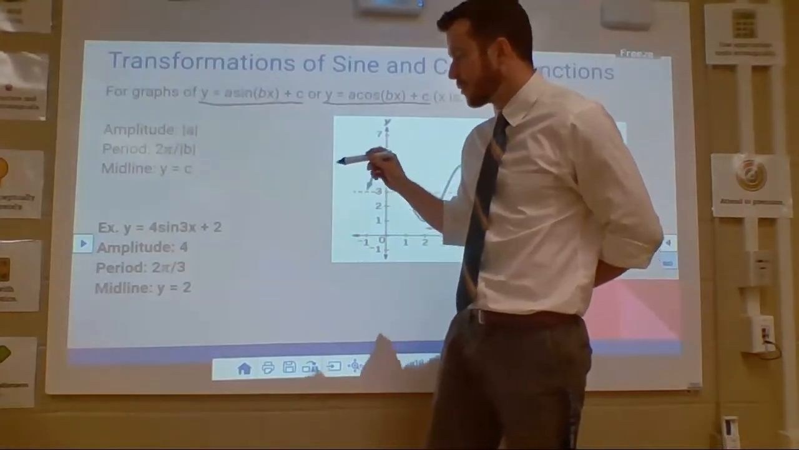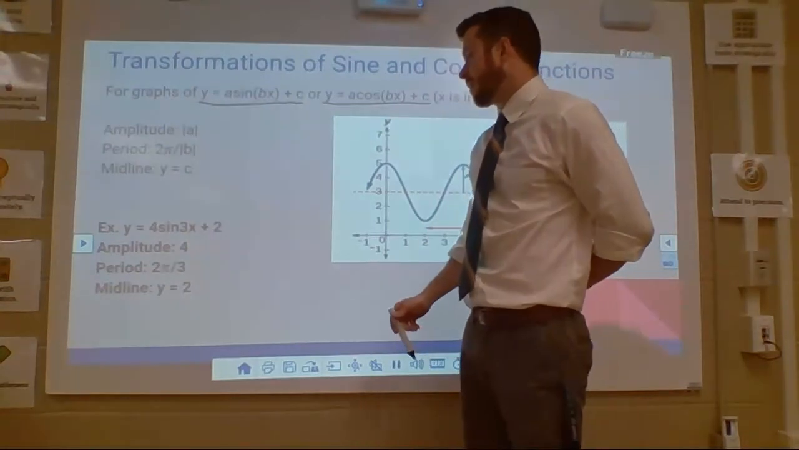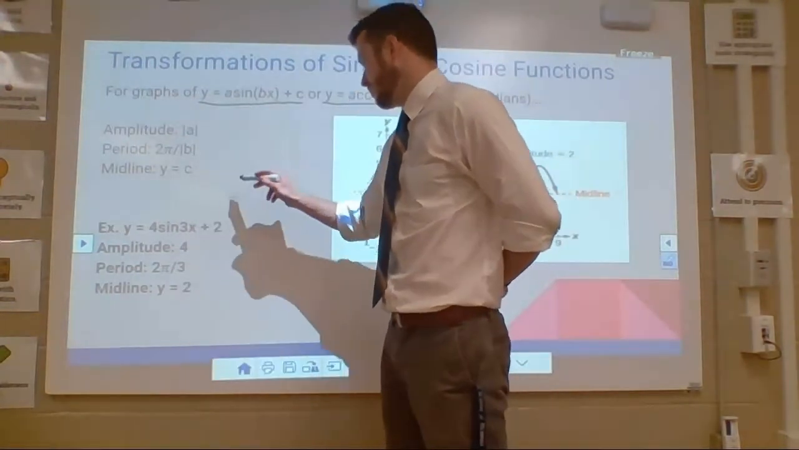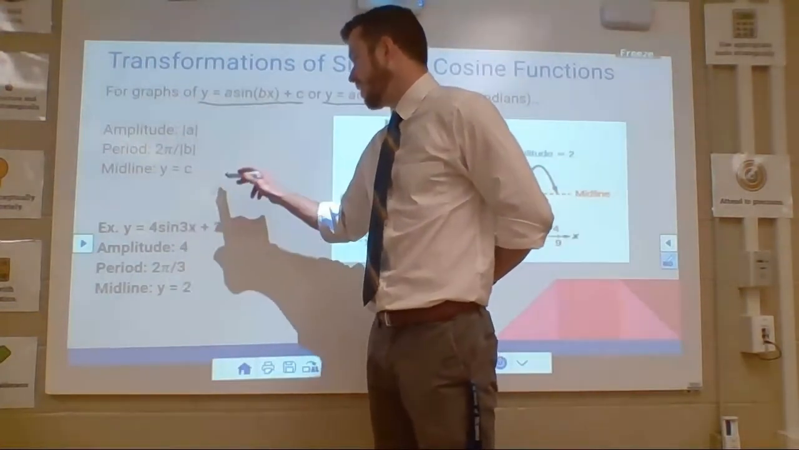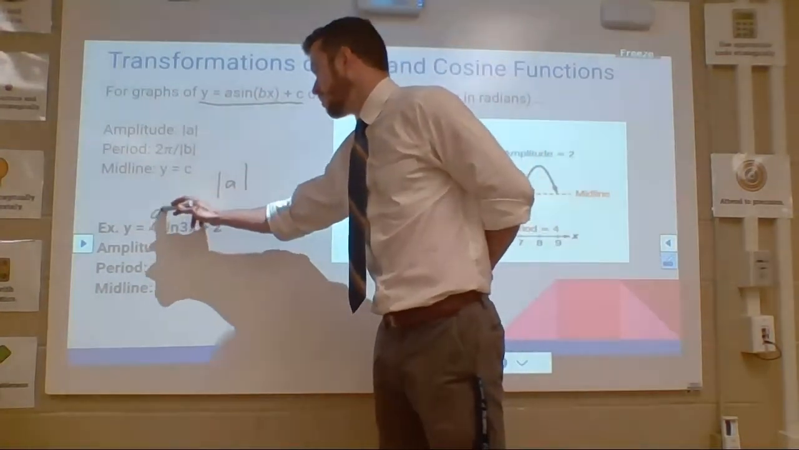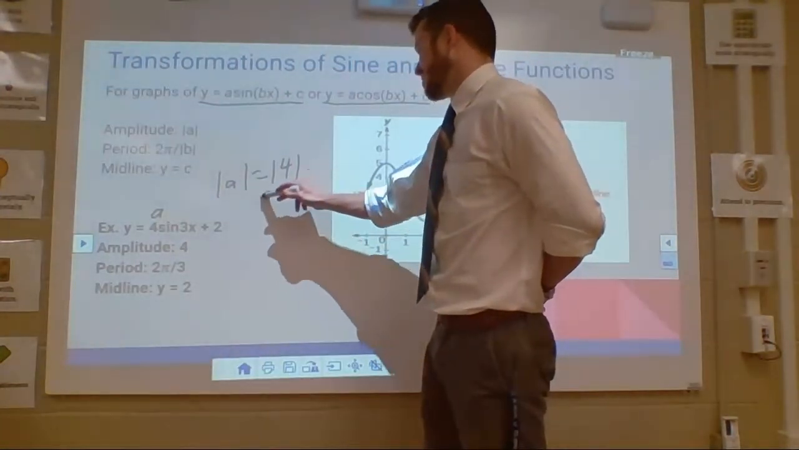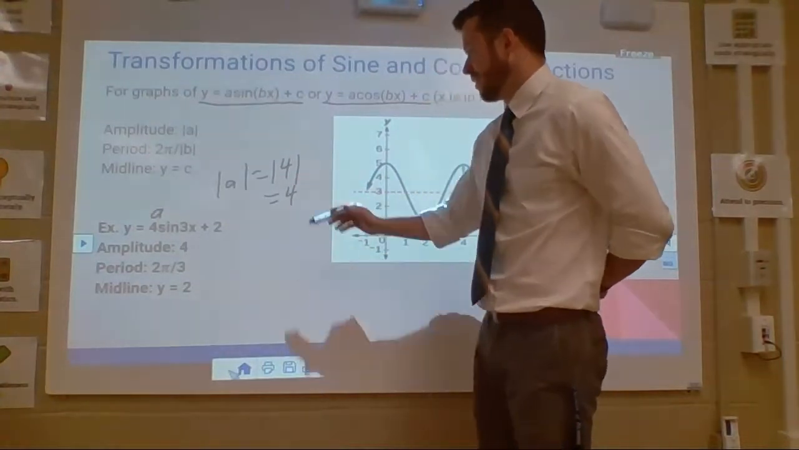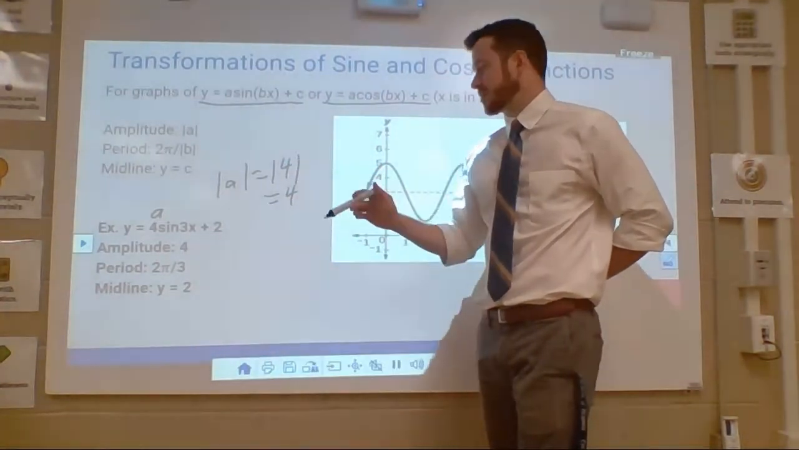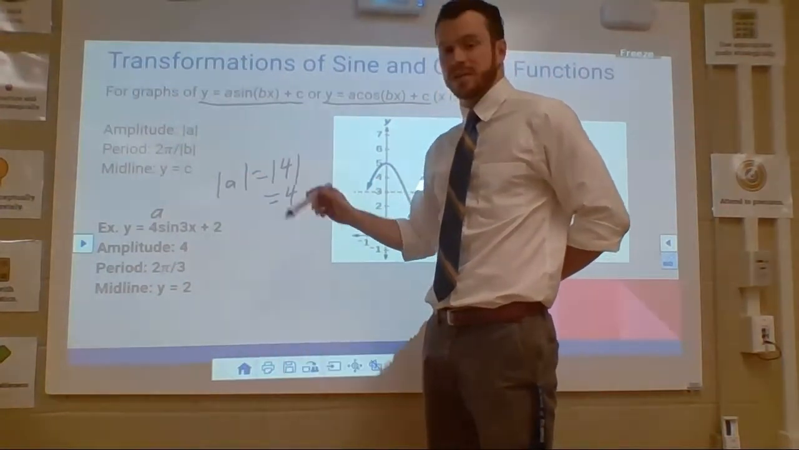So here we've got an example: y equals 4 times sine of 3 times x plus 2. For the amplitude, we're taking the absolute value of a, right? Well, a is 4. So we're taking the absolute value of 4, which is still going to be 4. If you take the absolute value of a number, if it's positive, it stays positive. If it's negative, it becomes positive. So if a was negative 4, the absolute value would still be 4. The amplitude would still be 4.